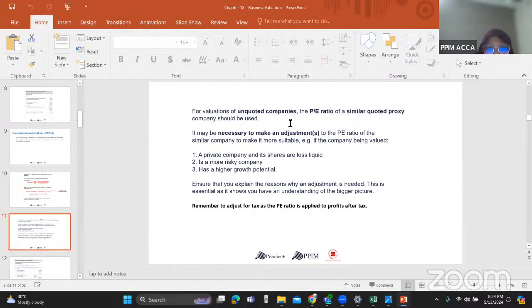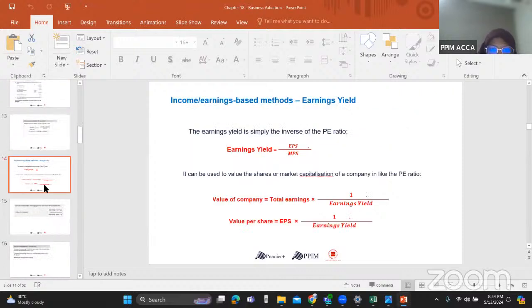So that's what they're saying. This is how you have to go for an unquoted company's PE ratio or a similar quoted proxy company and make adjustments. Okay. So that is another method, the PE ratio method.